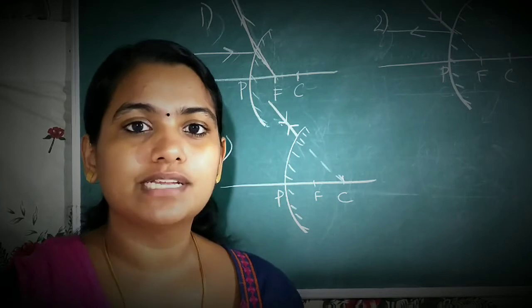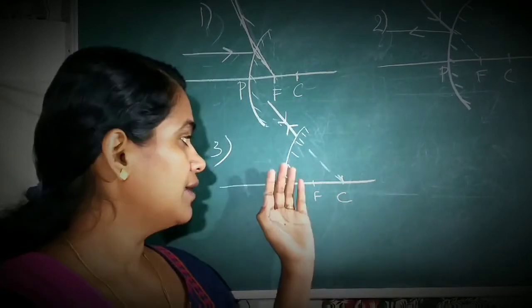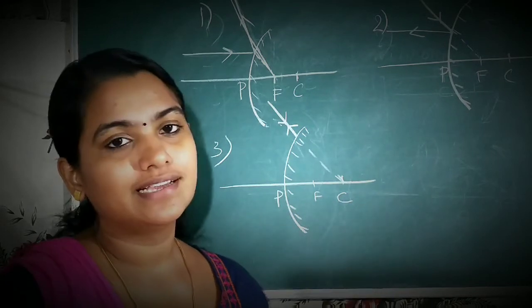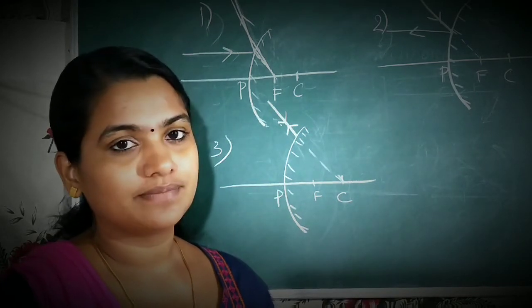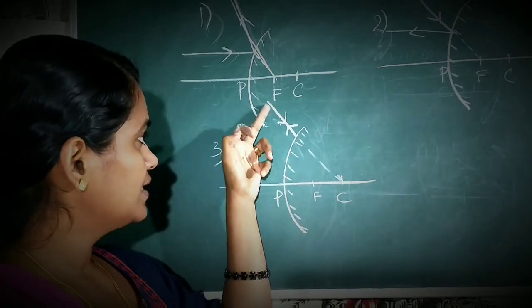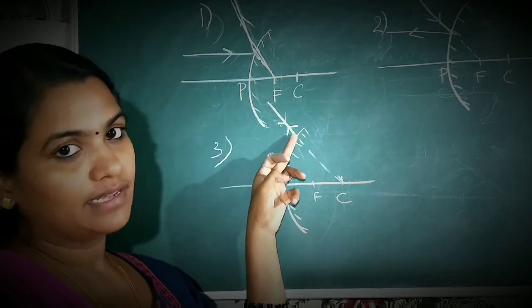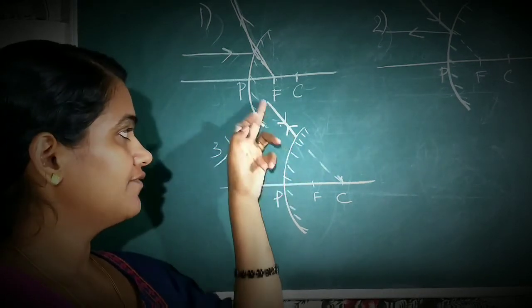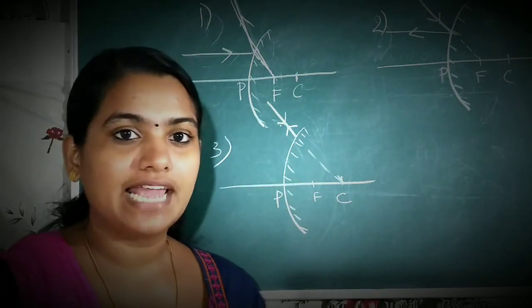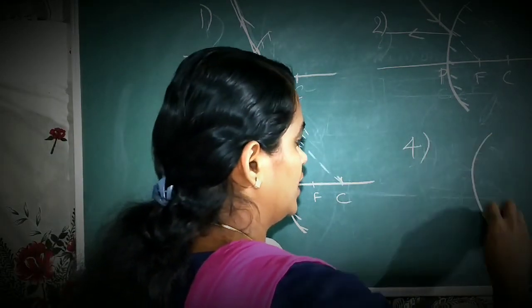All these things are similar to the concave mirror. The only difference is the image is formed at the back of the convex mirror. Okay, the image is virtual. So once the incident ray hits the mirror here, it gets reflected back in the same path.